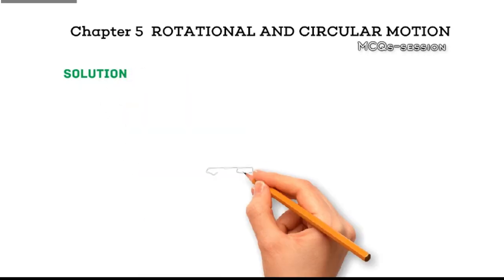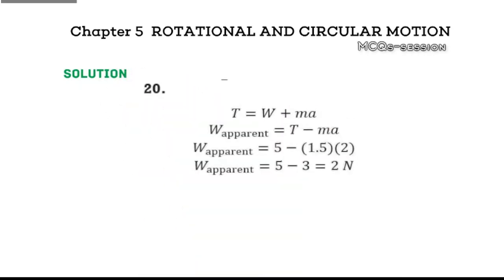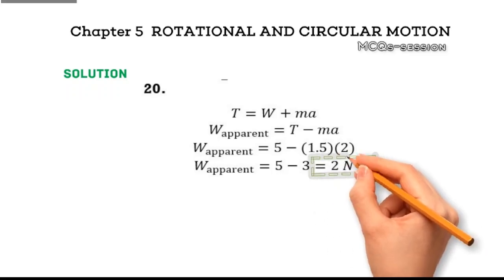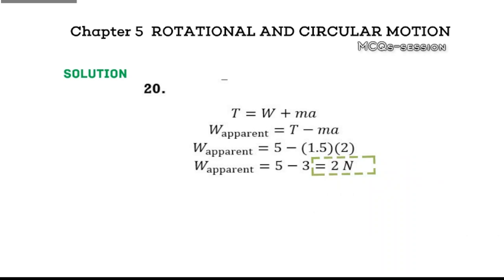Explanation. The apparent weight can be calculated by adding the product of mass and acceleration to the tension in the string. Here, the formula is tension minus the product of mass times acceleration. Plugging the value, we get 2 newton. Feel free to review these questions and answers for further understanding.